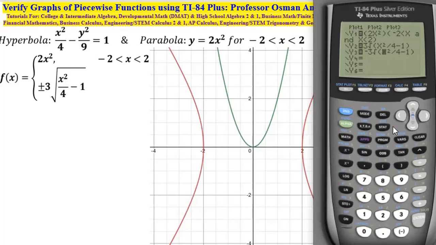Okay, so now let's set the window. It is x from minus 4 to 4, and y is from minus 4 to 4, so do graph. And here is our parabola, and here is our hyperbola.